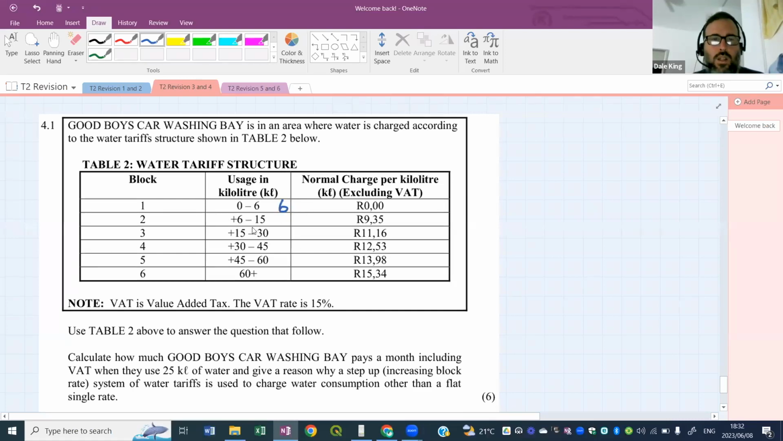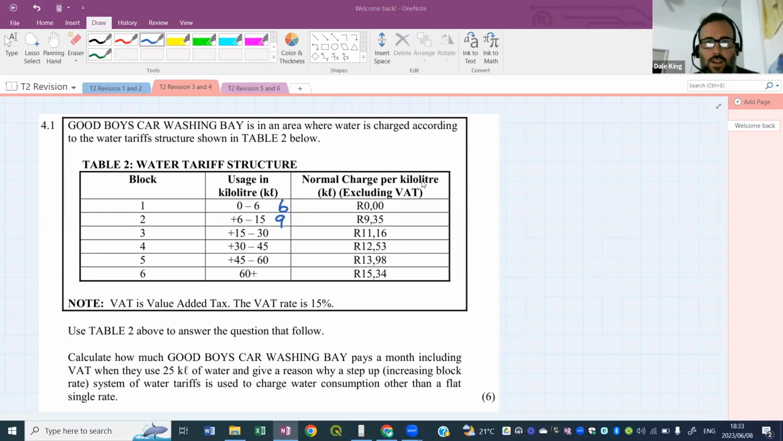Who can tell me how many kiloliters in the second row? How many kiloliters of water are there from 6 to 15? 9. Good. 10. Careful, Emmanuel. 9. We got 9 kiloliters there. Now 15 to 30. Emmanuel's still sticking with the 10. Emmanuel, come tell me.